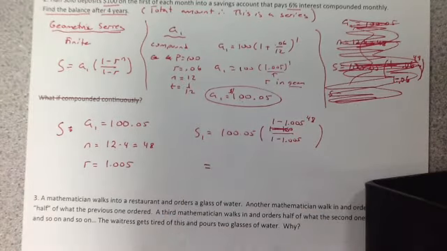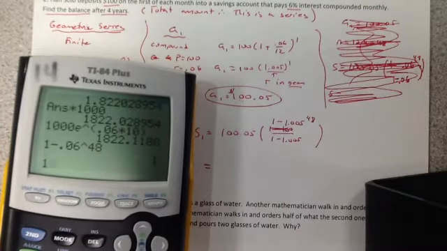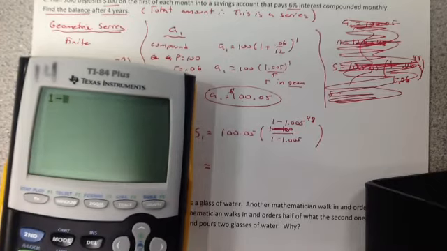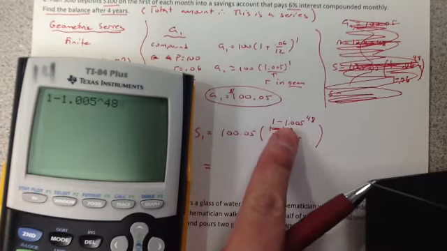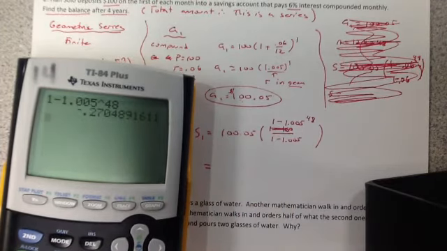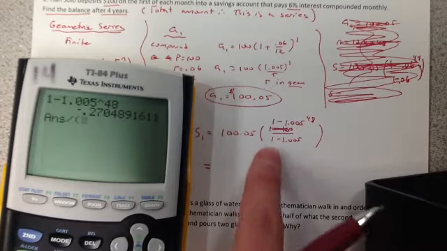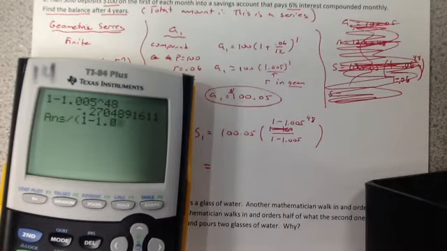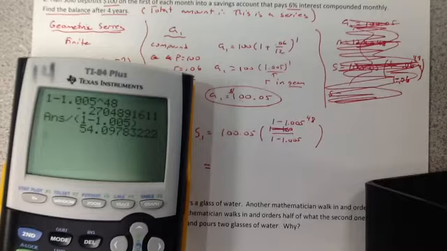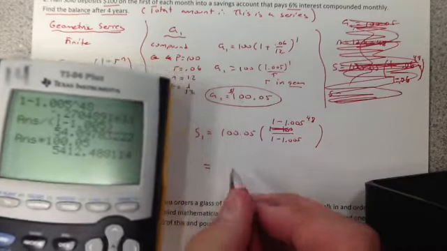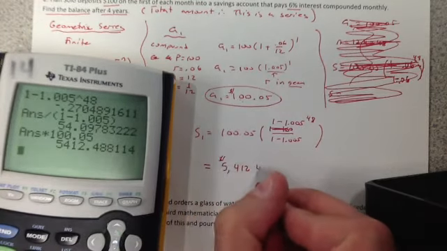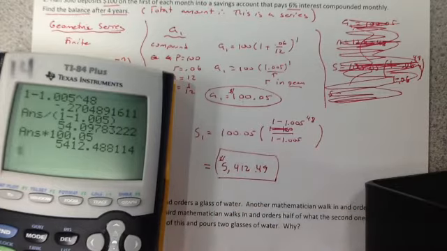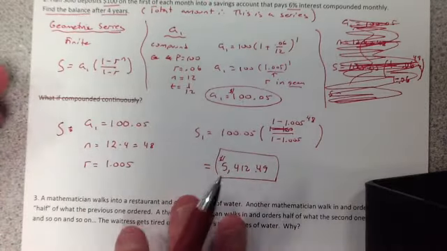And we're going to type that very slowly in our calculator. We get 1 minus, just do the top, 1 minus 1.005 to the 48. Remember, only the 1.005 is to the 48. Enter. Divide that by, in parentheses, 1 minus 1.005. Enter. And I'm going to take that answer and multiply by 100.05. So at the end of 4 years, we will have $5,412.49 in our account.